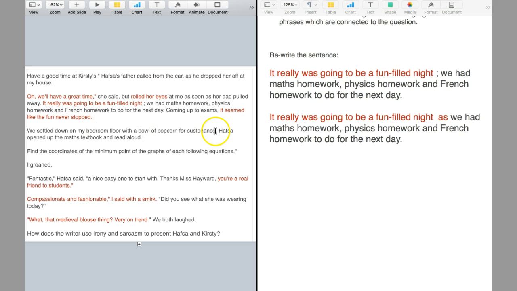Then we settled down on my bedroom floor with a bowl of popcorn for sustenance. Sustenance means for energy, so they're just eating popcorn to get some energy. Hafsa opened up the Max textbook and read aloud. Again, this is just telling an action, where they are and what they are doing. They are eating popcorn and going to start their homework. She read the question: find the coordinates of the minimum point of the graph of each following equation. Again, it doesn't tell anything, just information to the reader.